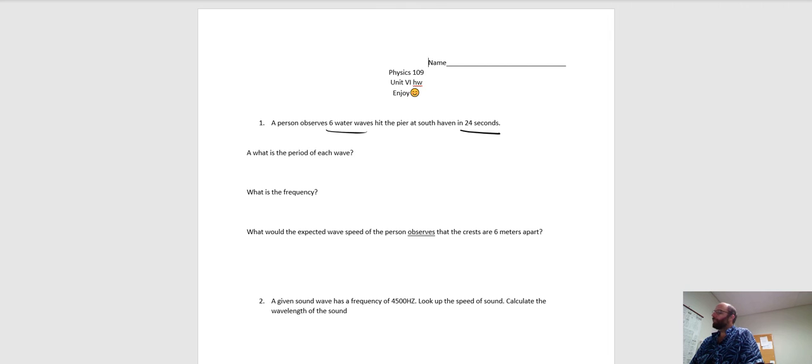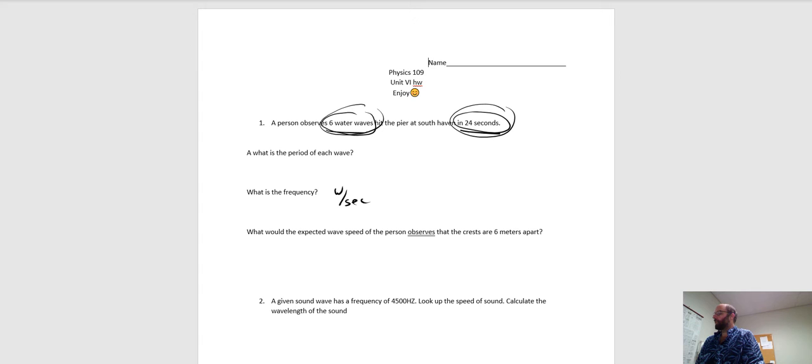Okay, frequency is the number of waves per second. So again, think about which ratio. If I take 6 waves and divide by 24 seconds, or if I take 24 seconds and divide by 6 waves, which one of those is going to give me a number of waves per second? I'll just say that.